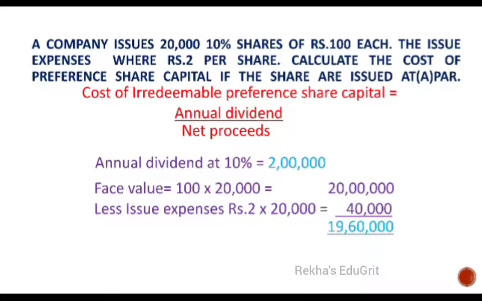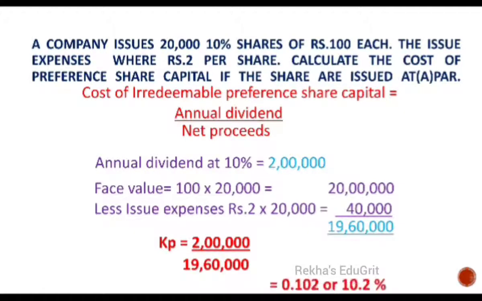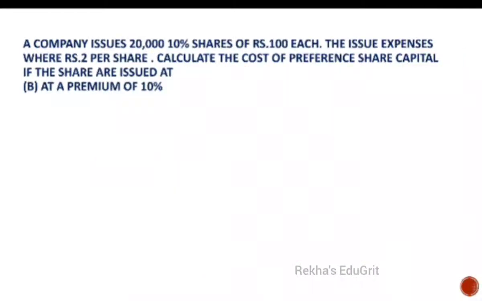Now we can apply it in the formula, annual dividend divided by net proceeds. So KP equals, KP is short form for cost of irredeemable preference capital, KP equals annual dividend, which is 2 lakh, divided by 19 lakh 60,000. We will get 0.10. To convert into percentage, multiply by 100, we get 10.2%. Next we can calculate when it is issued at a premium. We can calculate premium in the same question.